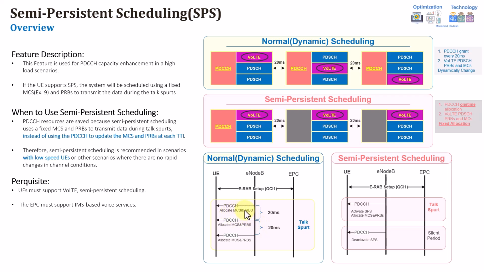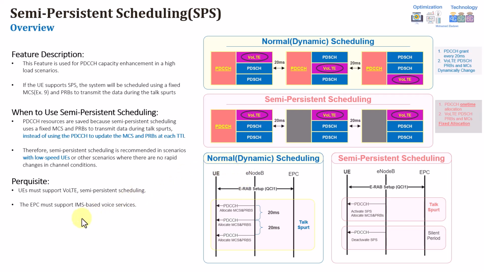DCI information, for example, being sent with PDCCH order 1, order 2, order 3. While with semi-persistent scheduling, initially there will be a bearer setup for QCI1 and the SPS will be configured to this particular user. Then it will be activated through only one PDCCH activation during the talk spurt or during the call in general. Once the call is released, the PDCCH or the SPS will be deactivated through again sending a DCI from the eNB to the UE. So this is in general about the feature.